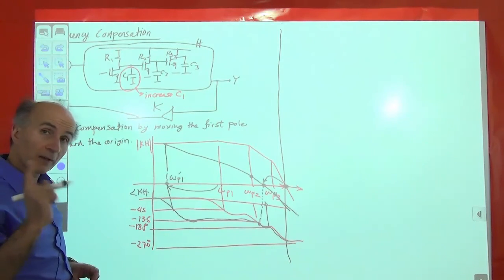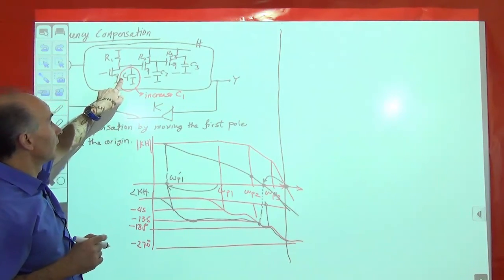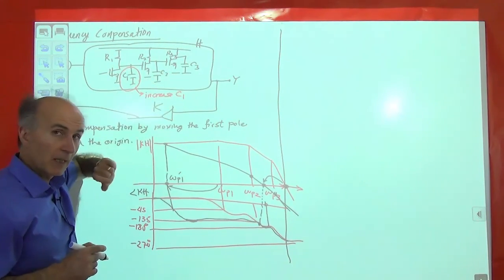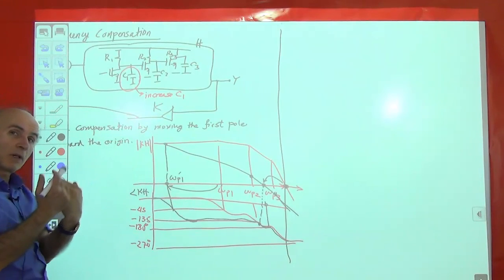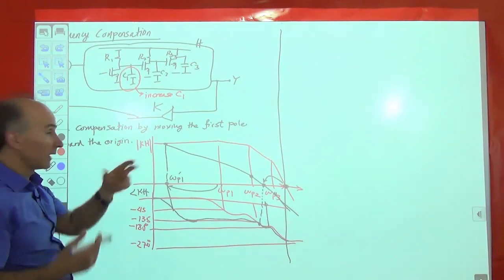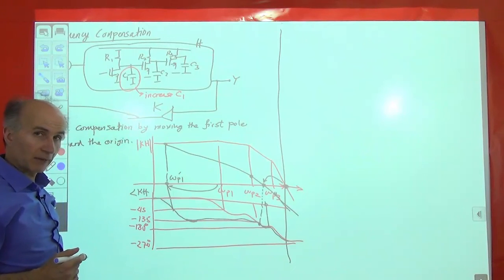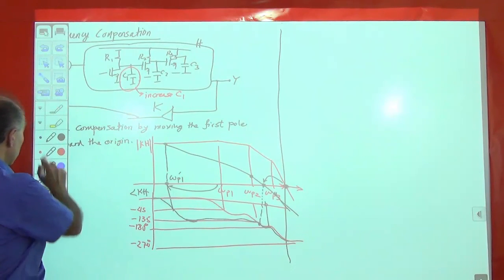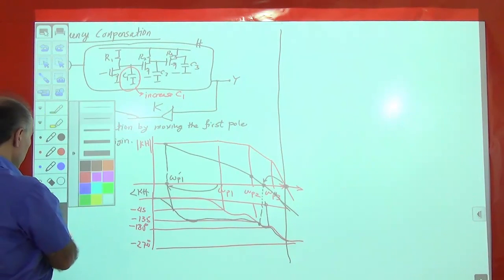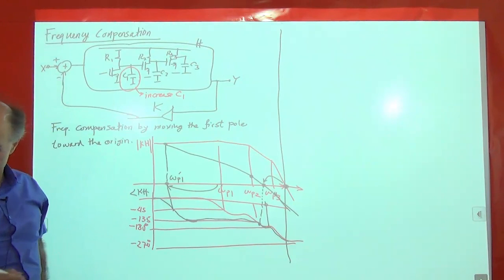So this is what we do in frequency compensation. We identify the first pole. It could be here, it could be here, it could be here. And then we try to push it towards the origin by manipulating the capacitor value. And that is the interesting concept of frequency compensation.